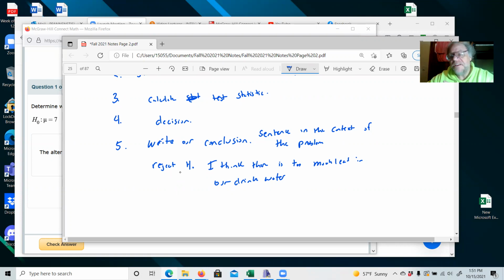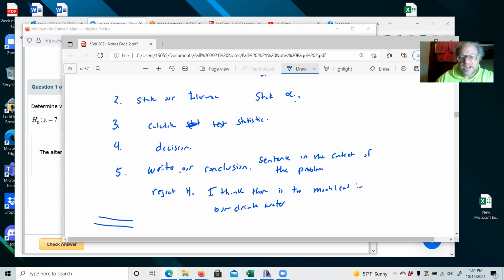When you write your reject H0 and state what your conclusion is, write something that's going to make sense in the context of the problem. And then we're done. That's it. Those are your 5 steps. The calculator is going to take care of a lot of this.